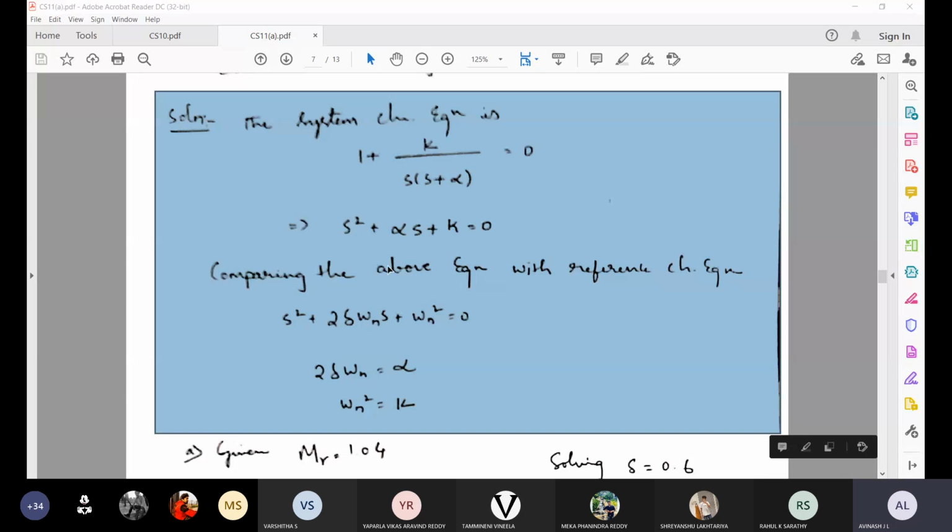After doing this, you can go for finding the system characteristic equation, and you can find out the value of α as well as the value of K or ω_n².